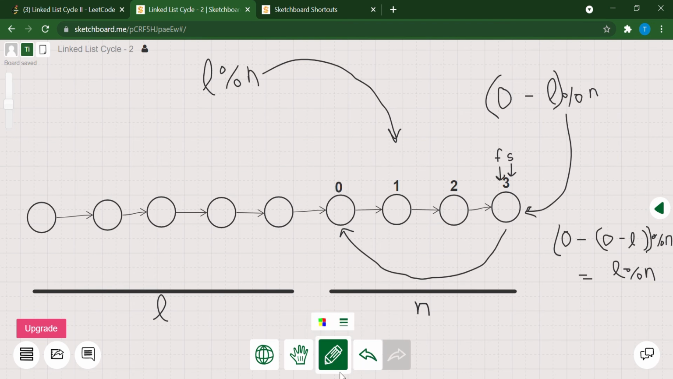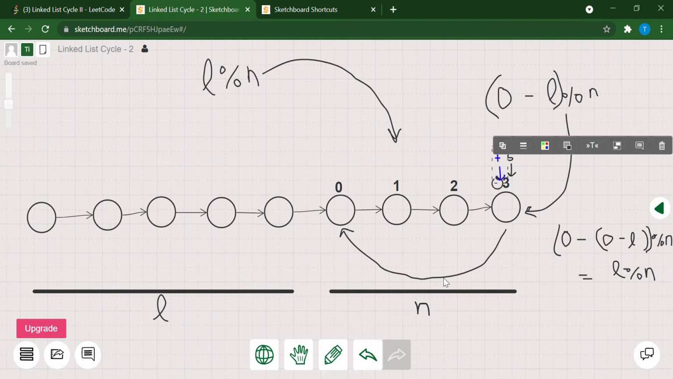So all I need to do now is figure out a way to make any of these pointers move one node in this modular system. If I am able to make them move L mod n nodes ahead, then I'll know that I'm definitely at the start of the cycle, right? Because we've just shown mathematically that they're at a distance of L mod n from the start. So if I make them move that distance, they'll end up at the start of the cycle. So how do I do that?